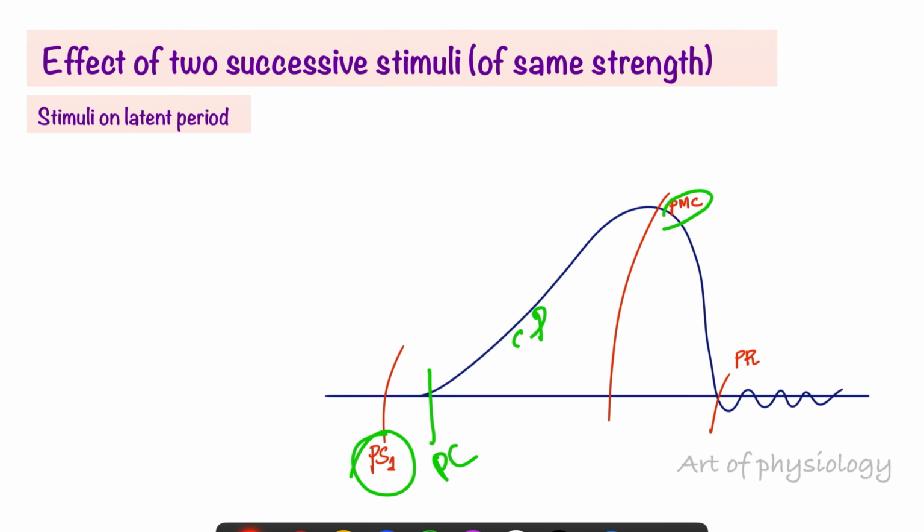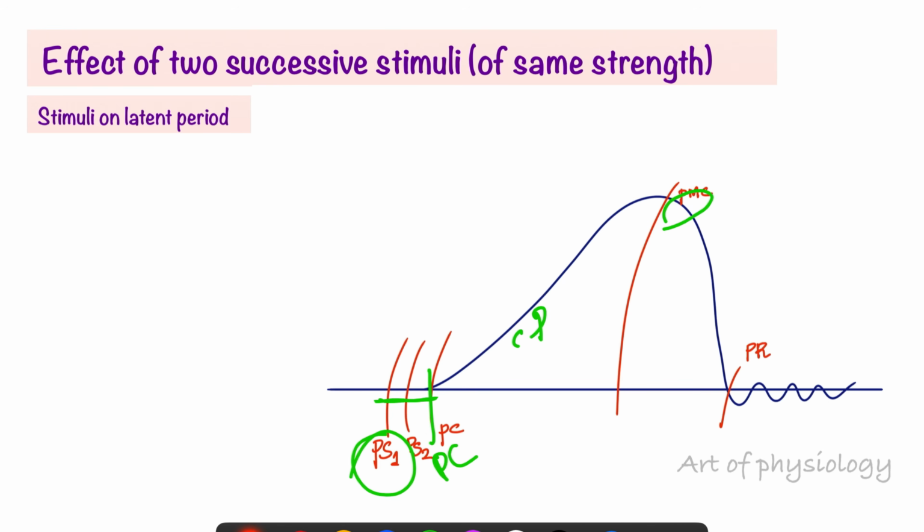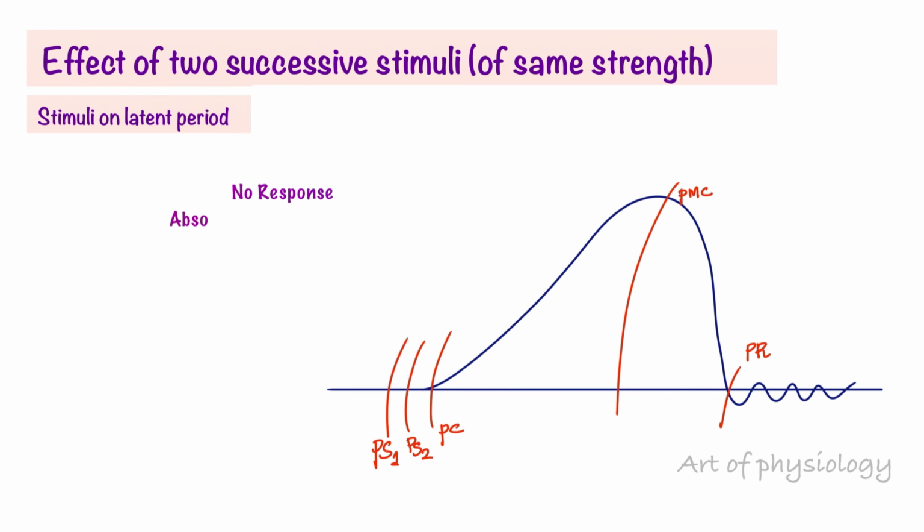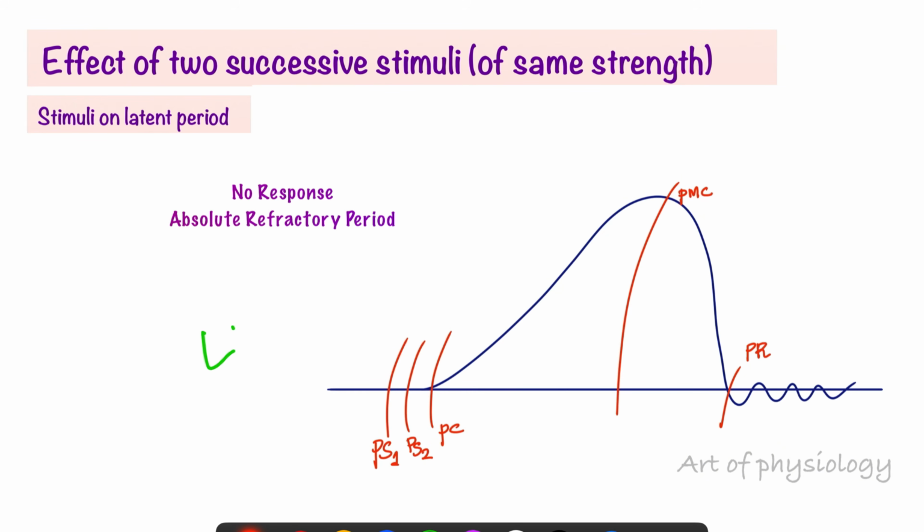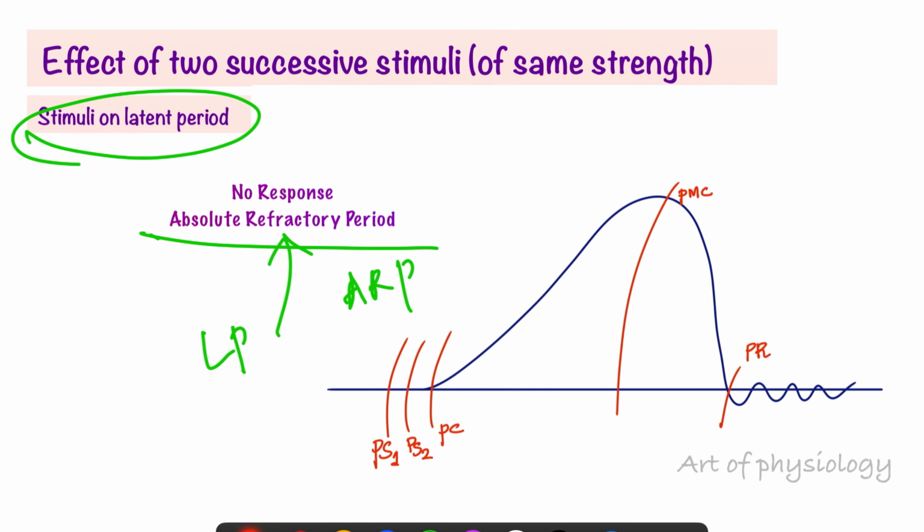Now we are going to give another stimulus during this latent period. Here we are giving the next stimulus, that is S2. What is the response? There is no response at all. There is no response because the latent period is falling in the absolute refractory period. What do you mean by absolute refractory period? It is a period in which, if we give any kind of stimulus, even a maximum stimulus, there will not be any response. So we will not get any response if we give a stimulus during the latent period.